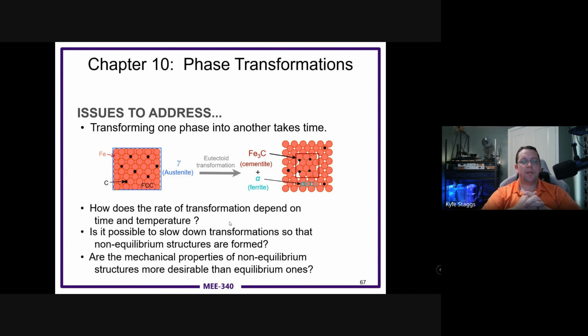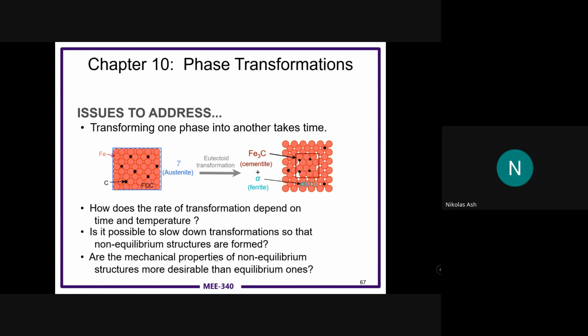So the mechanical properties for non-equilibrated structures, are they more desirable? Let's start with that question. What do you guys think? Are they more desirable than equilibrium ones or not, and why? It depends on what you're going for, whether you're going for strength or ductility.